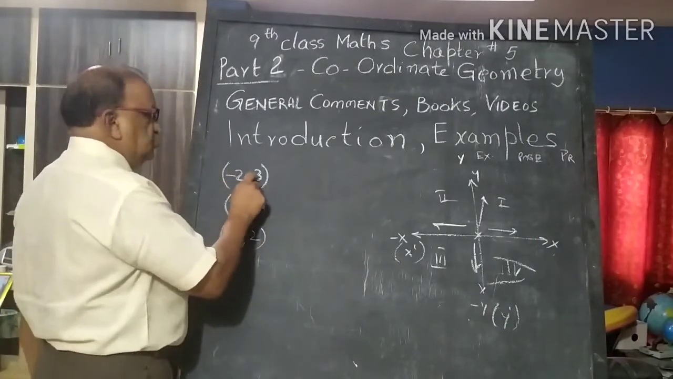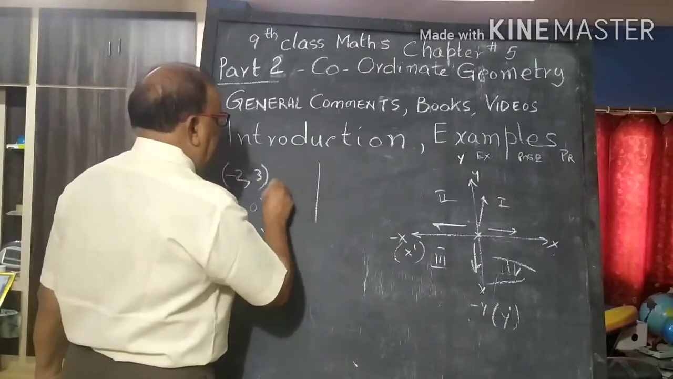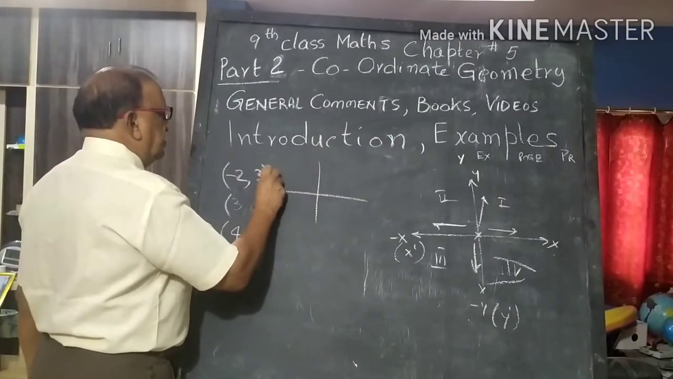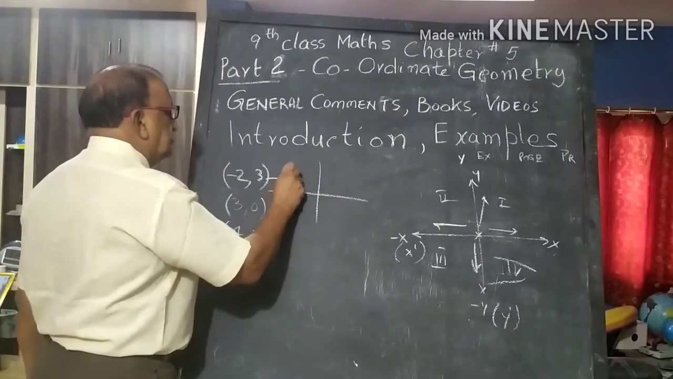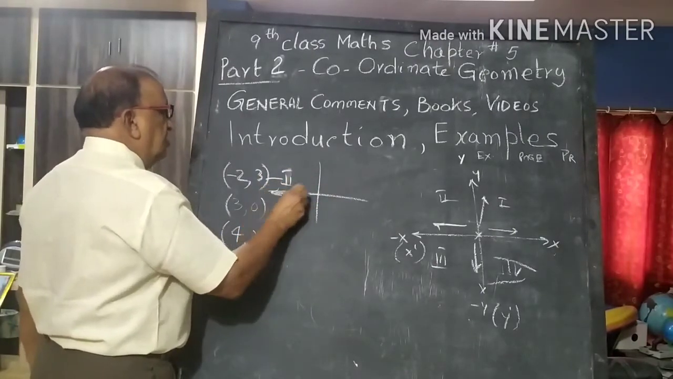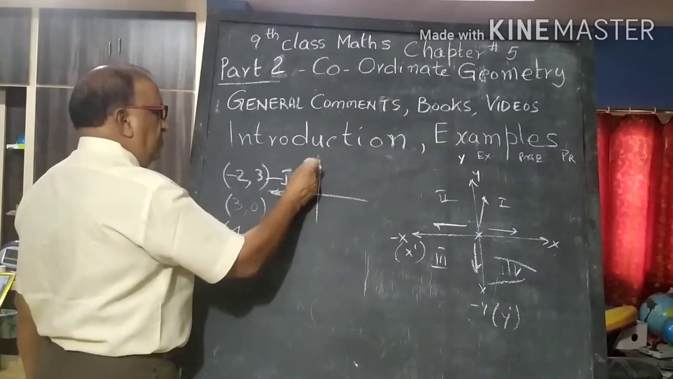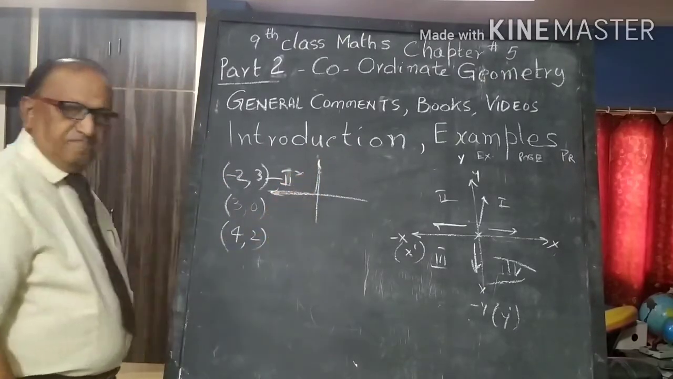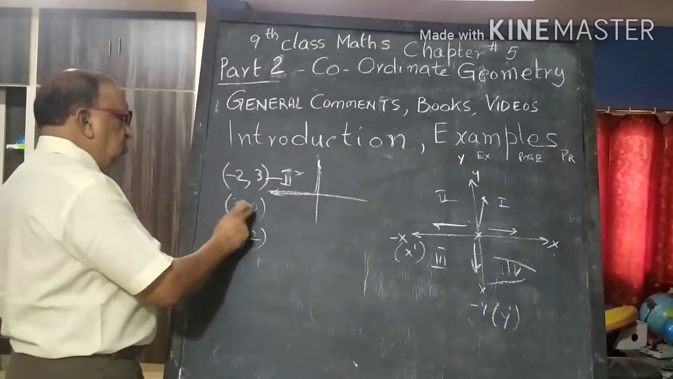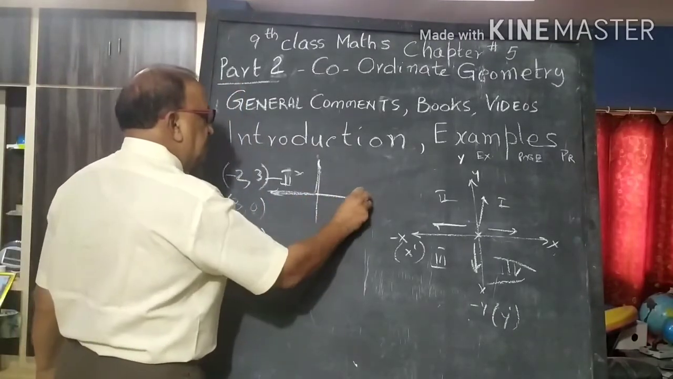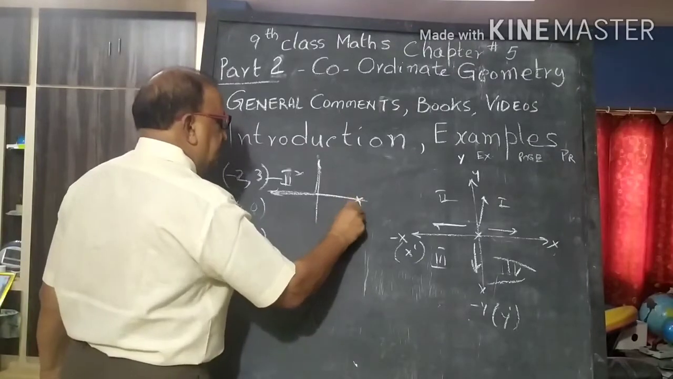So you see, this one, which quadrant is it? X coordinate is negative and y coordinate is positive. That means this is the second quadrant. This is negative, this is positive. Minus 2 this way, 3 up. So the point is somewhere there. Second quadrant. Similarly, 3, 0. That means x coordinate is 3, y coordinate is 0. That means it is on the x-axis.